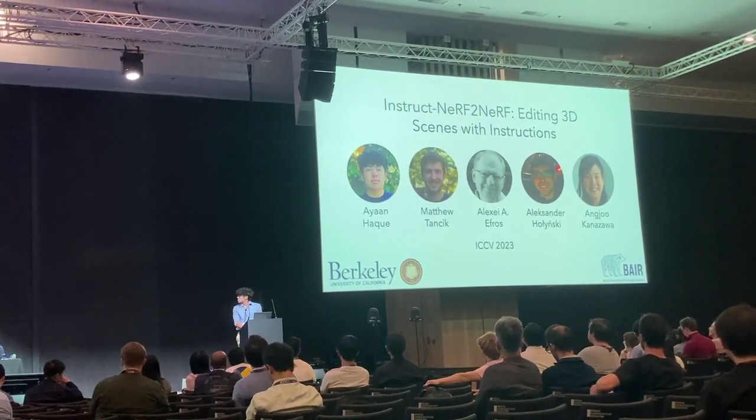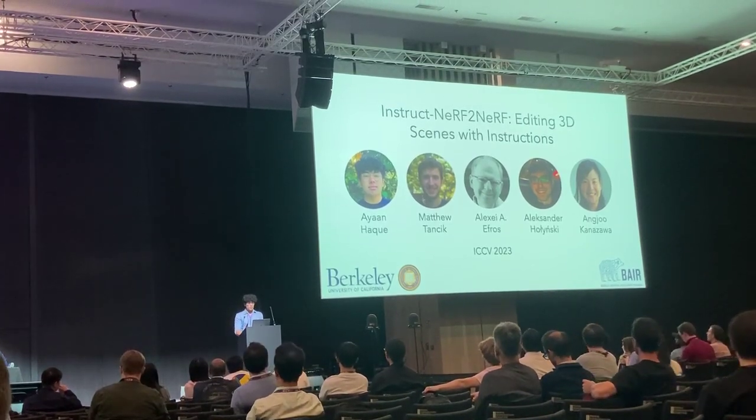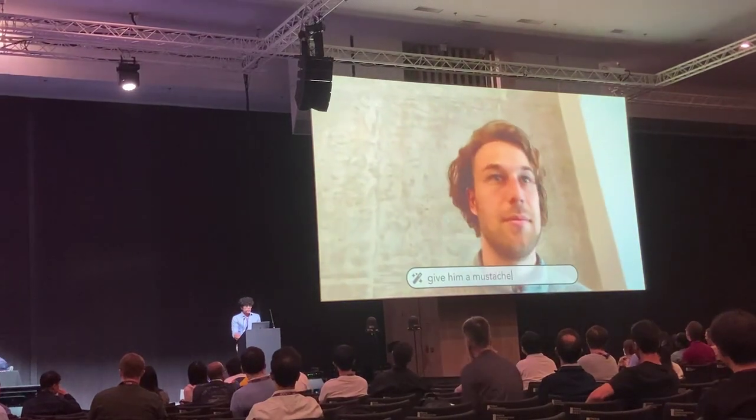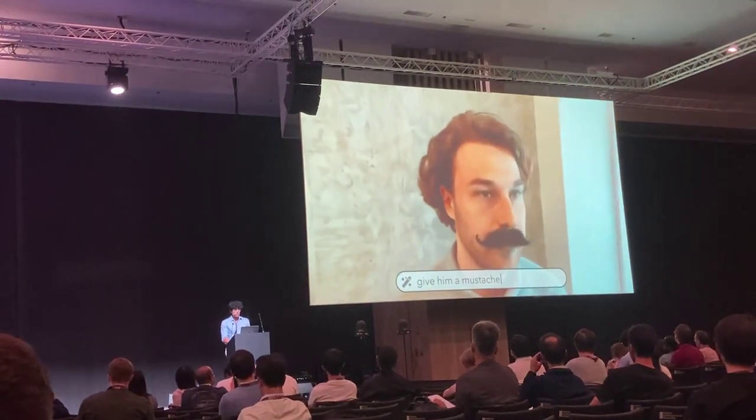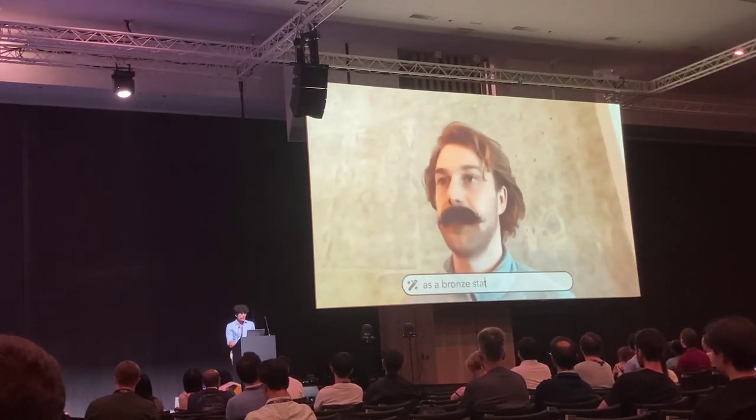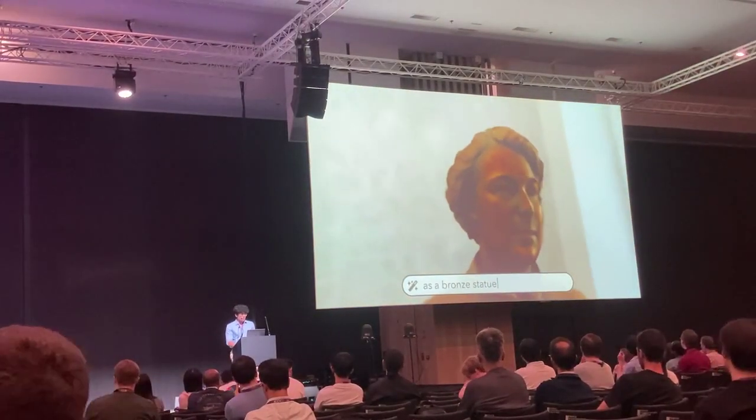be talking about some work with collaborators at UC Berkeley. In this work, we propose a method to edit 3D scenes, like this NeRF reconstruction of our live Frederick. And we want to do this with natural language instructions, like give him a mustache or as a bronze statue.